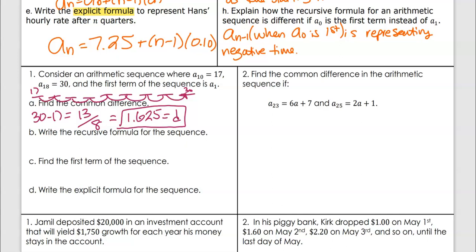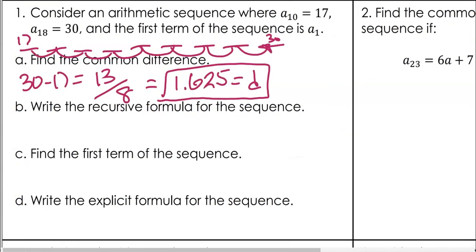So now it wants you to write the recursive formula for the sequence. So recurse, reverse, right? To find any number in this sequence, we have to use the one before it. Am I allowed to use this, or did I have to change it like the last one? Because it told me my first term was a sub 1, we're good to go. If they told me specifically it was A0, we'd have to change this so we didn't go backwards. Okay? So to find any term, we're going to take the previous term and do what to it? What's the pattern? We're adding the 1.625.